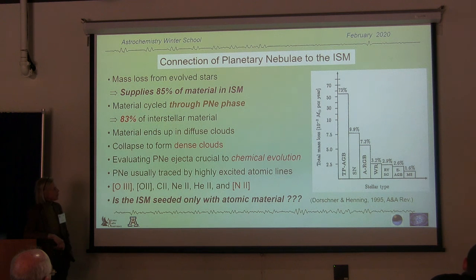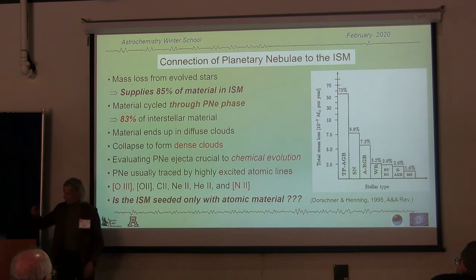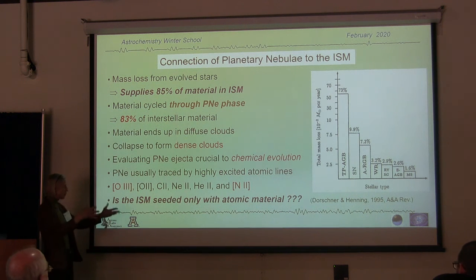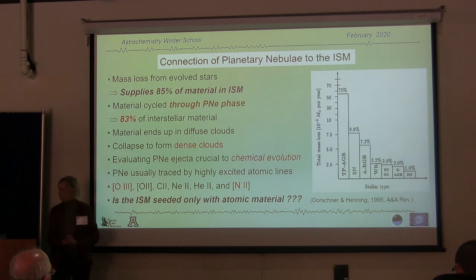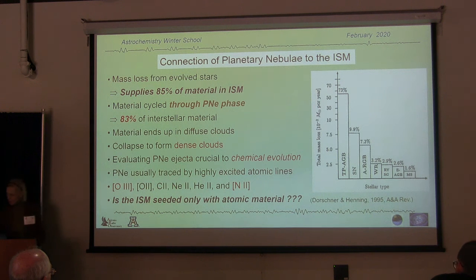So one wonders then, you go through the circumstellar envelope phase, the AGB phase, all this material is lost from the star, it goes into planetary nebulae. What becomes of all the molecular material and the dust that was there? Does it all get reduced to the atomic phase and then thrown into the interstellar medium? Or is there some part of this material where molecules are preserved?